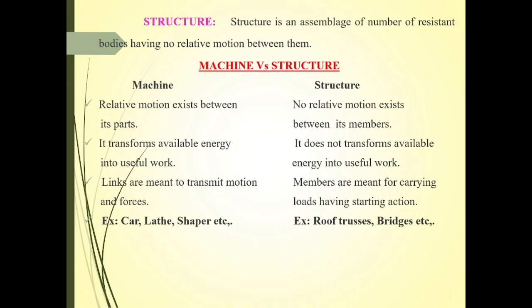Next, links are meant to transmit motion and forces, but structure members are meant for carrying load. For example, machines: car, lathe, shaper, so many types of machines. But structures: roof trusses, bridge, etc. These are the examples for structure.